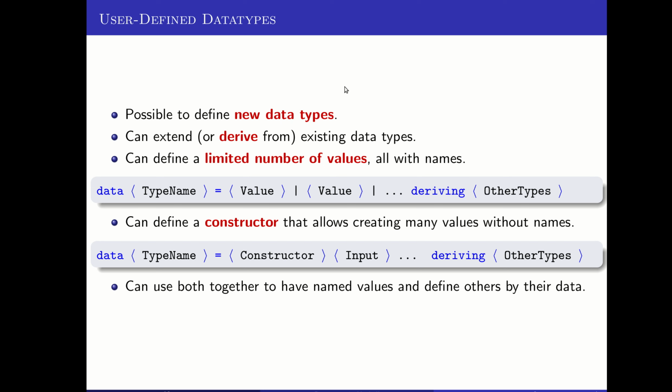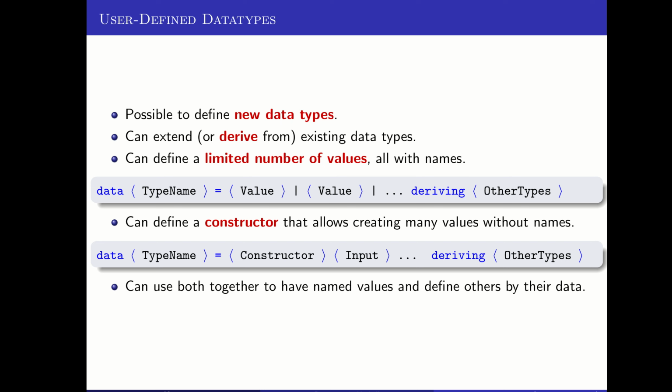If we want to extend the capabilities of our Haskell programs a little bit further than some of the built-in types will allow us, we can actually define new data types. These data types can also extend, or the word is derive, from existing data types to get some of those features that those existing data type categories have.